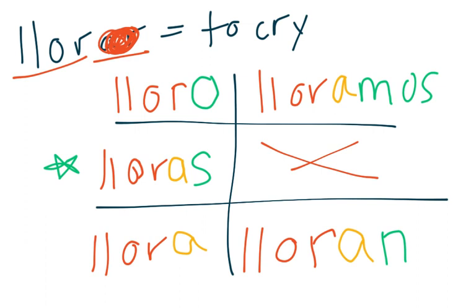So we just conjugated llorar, to cry, in all the forms. So we got lloro, I cry. Lloras, you cry. Llora, he, she, or you formal cry, or cries. Lloramos, we cry. And lloran, they or you all cry.